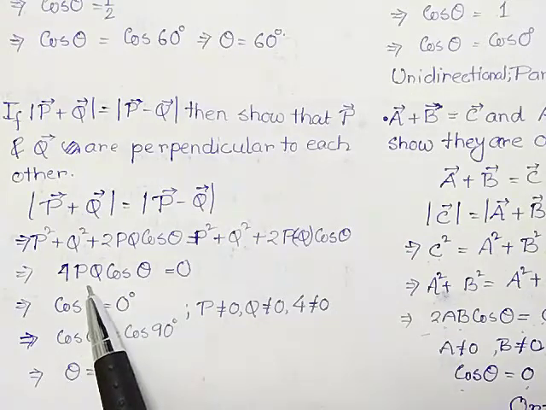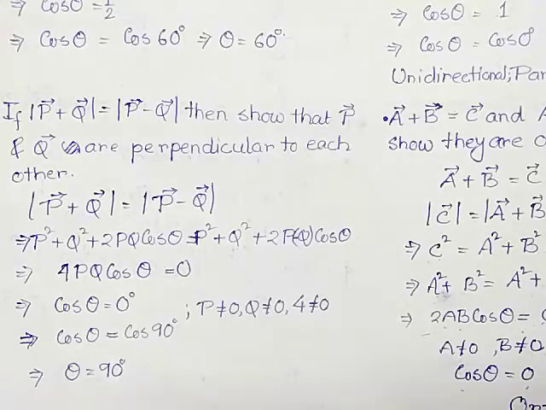So P is not equal to 0, Q is also not equal to 0, 4 can't be 0, so cos theta is 0 degree. Cos theta is 0 only when theta equals 90 degrees. If I want to show you diagrammatically how it looks, because if we go to the flashback we have done in the previous lectures, we want to show it diagrammatically. Here we have done it mathematically.